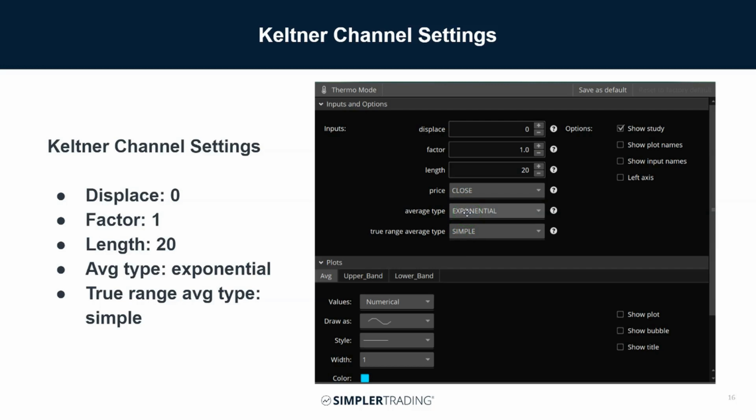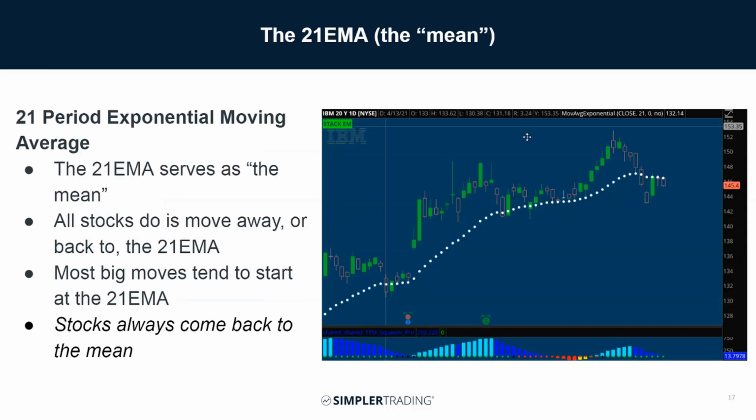You want to do this once with a factor of 1. That's measuring one average true range move. You want to do this again here with 2 for a factor, and then again with a factor of 3. Just do that 3 times, save those on your charts. Now you're going to have your 3 different sets of Keltner channels.